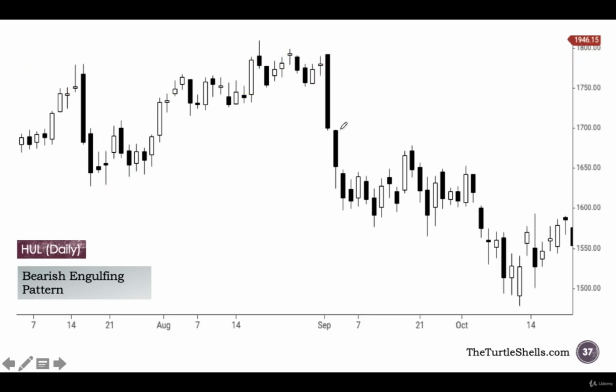Now this resulted in a very aggressive downfall. But whatever happened, I don't care. The only thing I know is that I wouldn't take this trade because the support was very close to the entry. I wouldn't buy near the support. Okay?